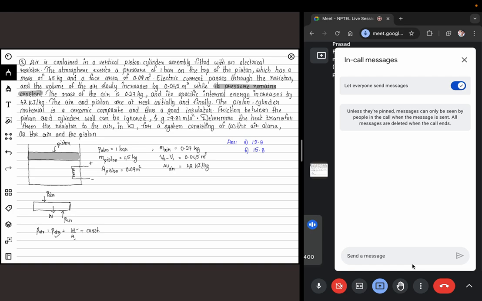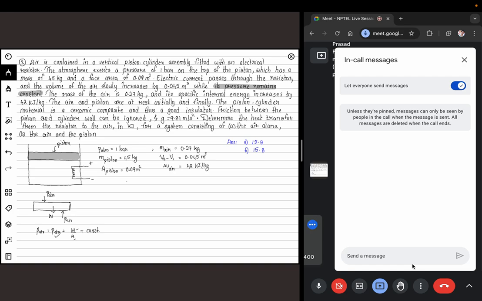You need to determine the heat transfer from the resistor to the air in kilojoule in two different cases. First, you have to consider only the air inside the cylinder as your system, and second, you have to consider the air plus piston as your system, and then calculate the heat transfer. So how do I start? We start from the first law equation. But first, even before that, I need to draw what is my system.